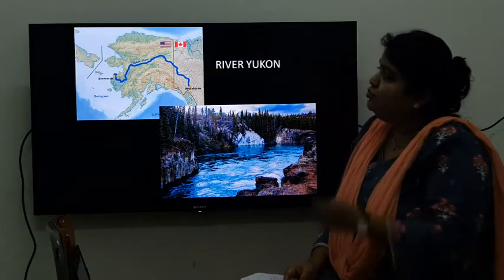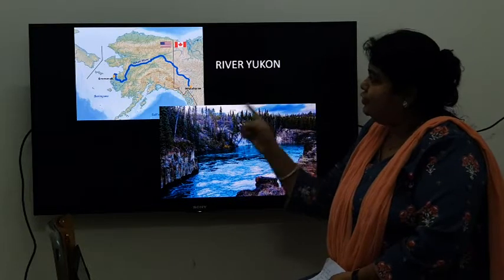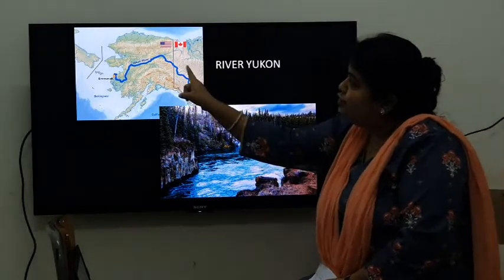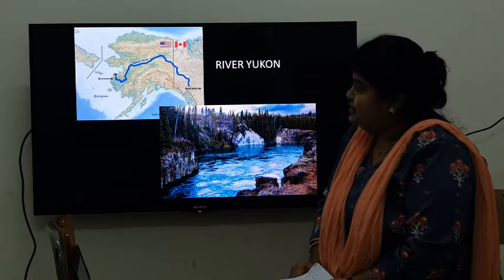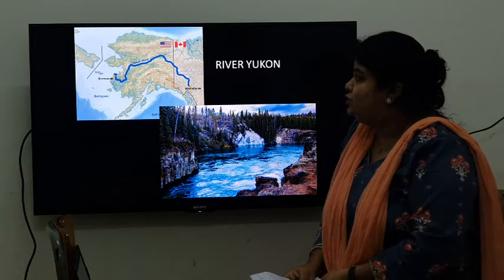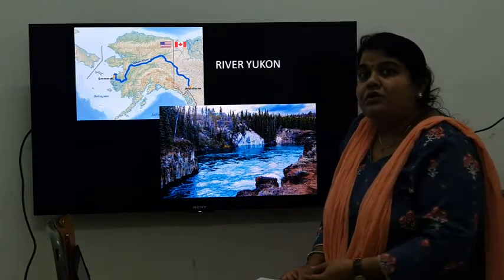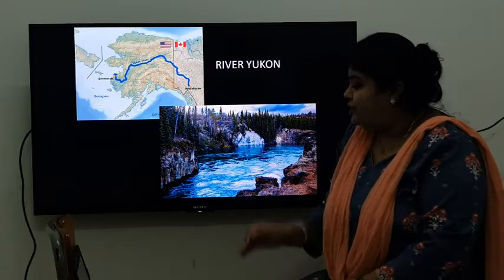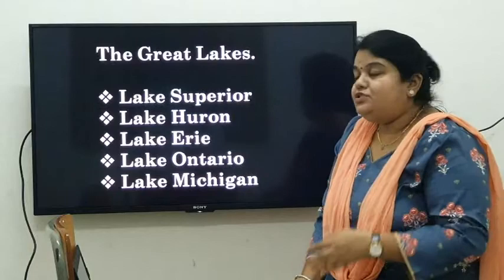The next important river is River Yukon, and River Yukon originates from Lake Yukon, and it continues to travel further in the west direction and meets the Bering Sea. This particular river for the most part of the year remains frozen and cannot be used for navigation for a longer period of time during the year. So that was about the rivers of North America.